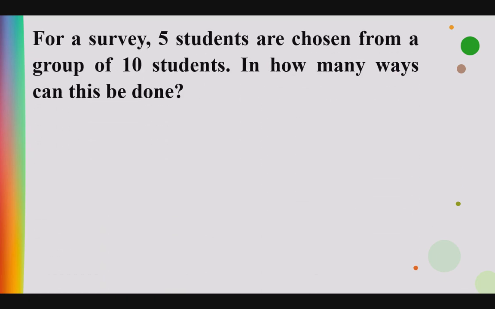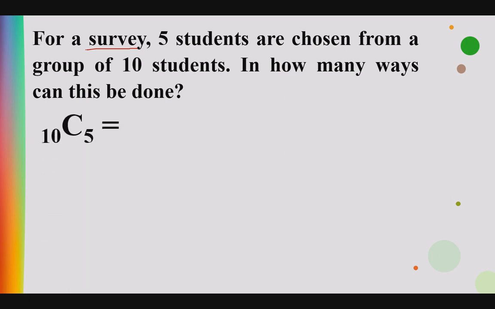Okay, for a survey, 5 students are chosen from a group of 10 students. How many ways can this be done? So, dito ang ating keyword is survey. So, malamang sa malamang combination. So, ang value ng ating n is 10. Ang value ng r is 5.